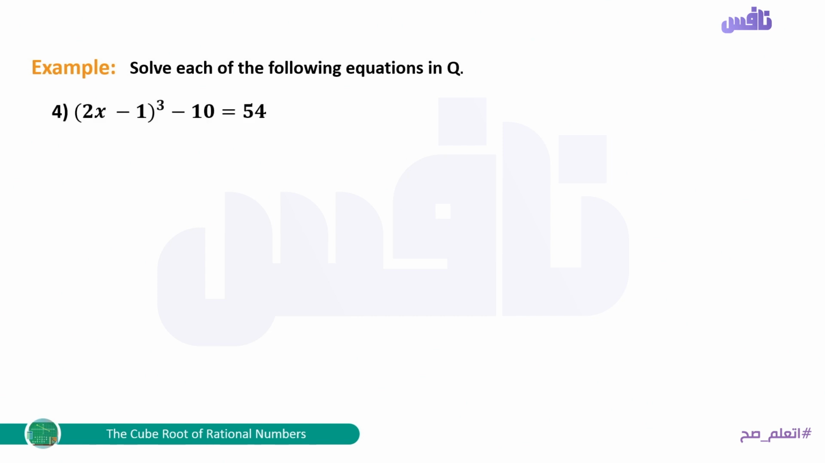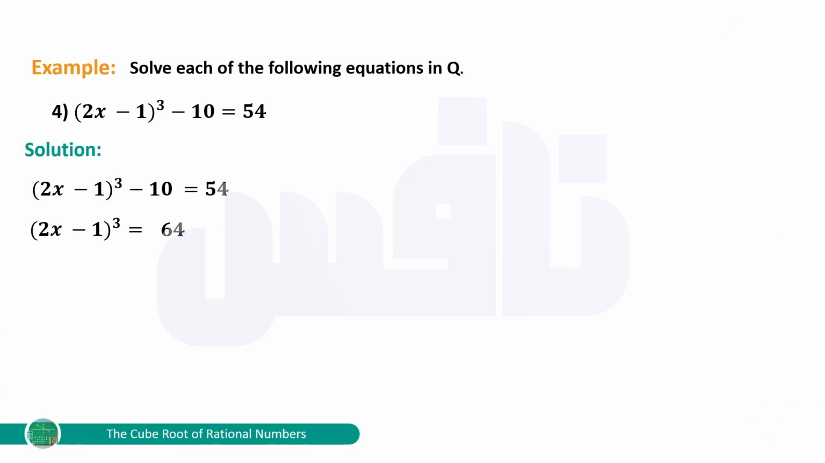Another example, number 4. 2x minus 1 all to the power of 3 minus 10 equals 54. عندي هنا expression عليه power 3 اللي هو 2x minus 1 all to the power of 3. بس هو مش لوحده في الليفت هاند سايد، معاه نيجاتيف 10. هعمل ايه؟ هودي النيجاتيف 10 في الرايت هاند سايد تروح بوزيتيف 10. فيبقى عندي 2x minus 1 all to the power of 3 equals 64 عشان 54 plus 10 هتديني 64.